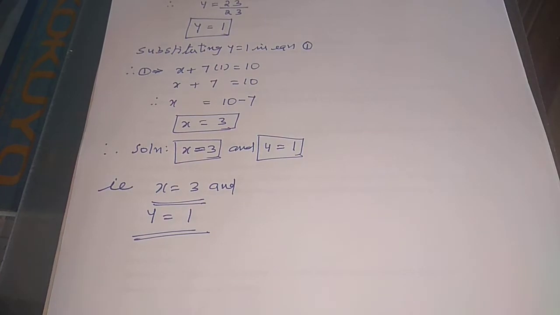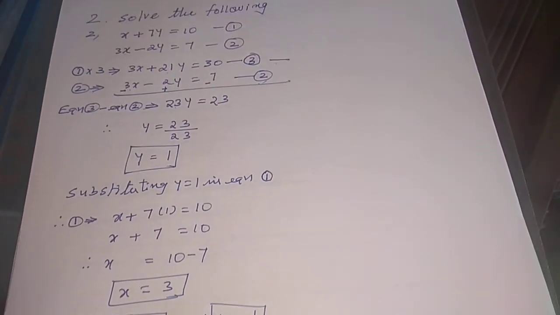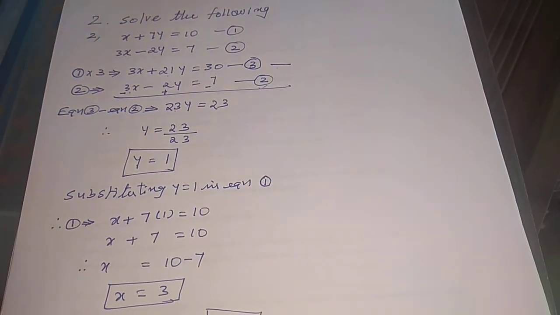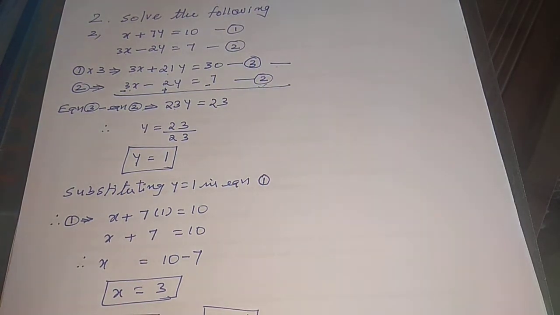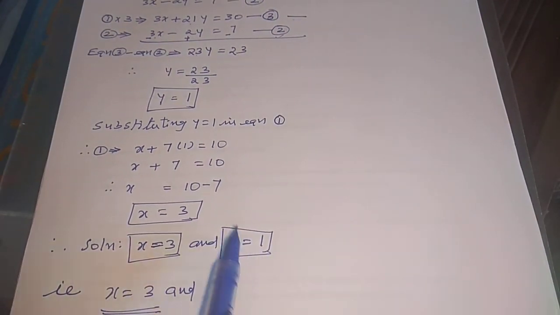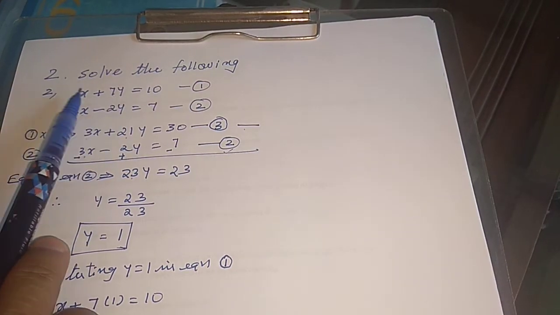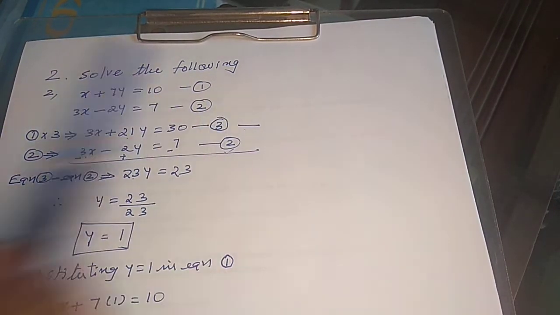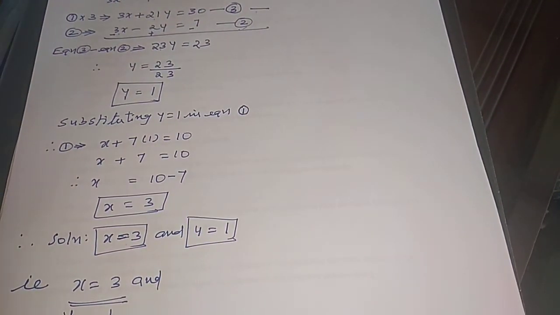This is a solution. If you want to check whether the answers we got are correct, check and see. x is equal to 3 and y is equal to 1. We substitute this in this equation: 3 plus 7 times 1, 7. 3 plus 7 is 10, equal to 10, correct. So that is the correct answer.